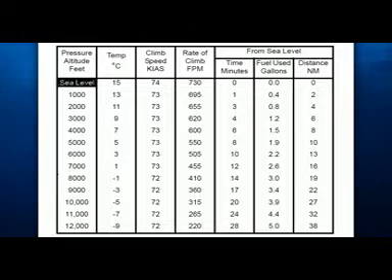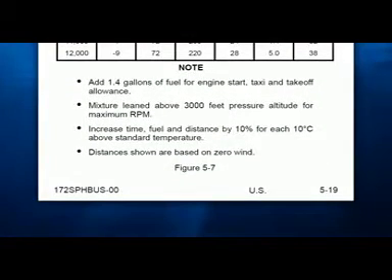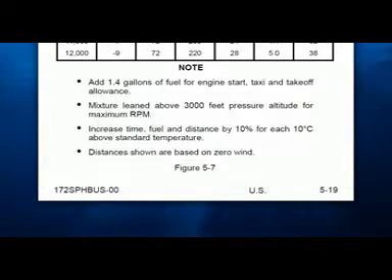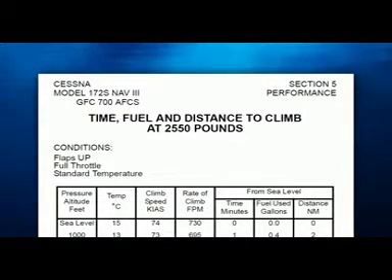So, at sea level, the best rate of climb speed is 74 knots, and the vertical climb rate is 730 feet per minute. At 8,000 feet, the best rate speed lowers to 72, and the climb rate drops to 410 feet per minute. Temperature will also affect these numbers. The note at the bottom of the page states that all time, fuel, and distance numbers increase by 10% for every 10 degrees above the standard temperature. Weight changes will also affect these performance values.